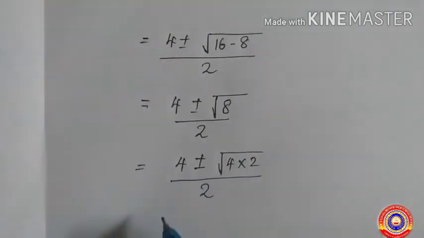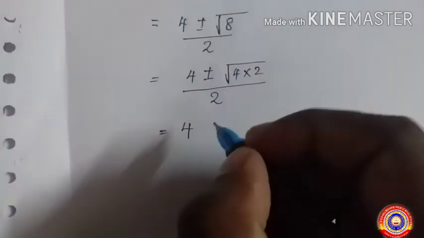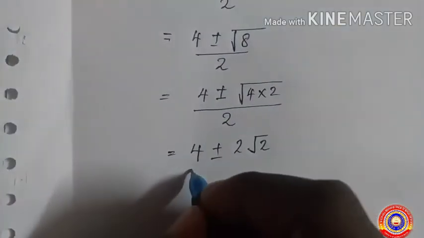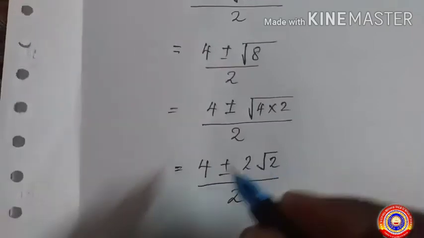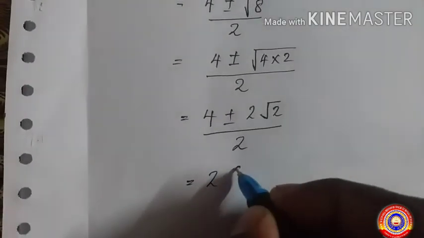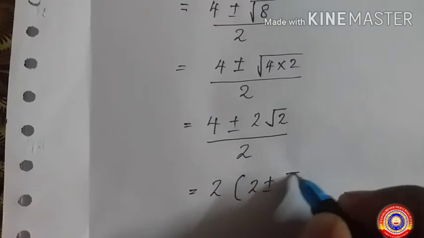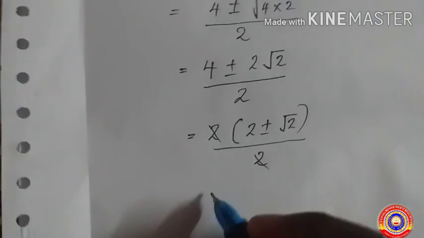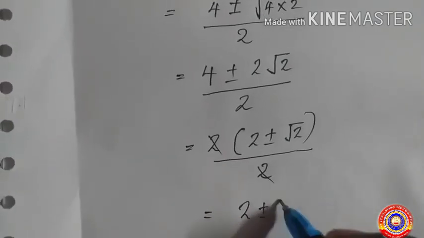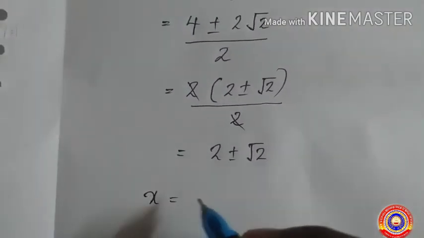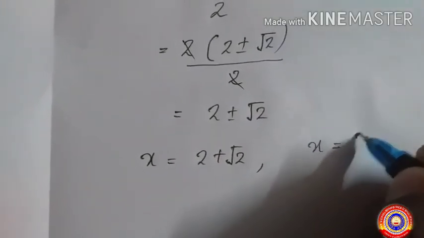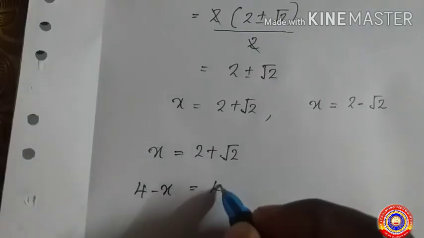divided by 2. 4 plus or minus root 4 is 2. So 2 root 2 divided by 2. Okay. So from numerator and denominator 2 is common: 2 into (2 plus or minus root 2) by 2. 2 and 2 cancel. We get 2 plus or minus root 2. Okay. So the number is 2 plus or minus root 2. Here we get two numbers, x equals 2 plus root 2 and x equals 2 minus root 2.